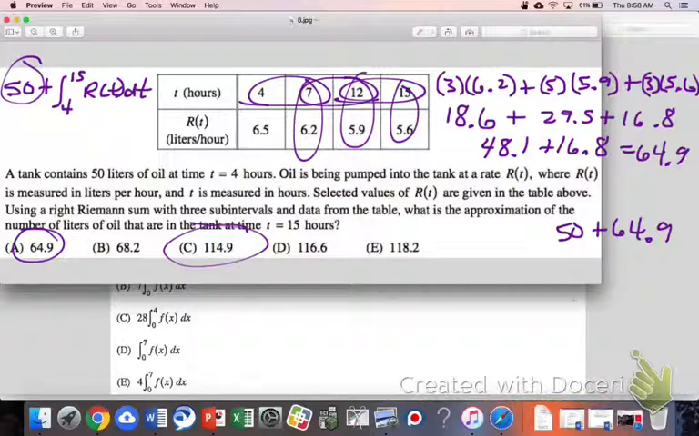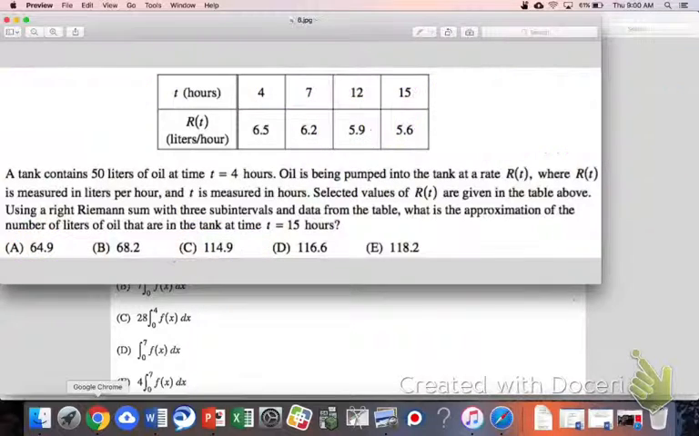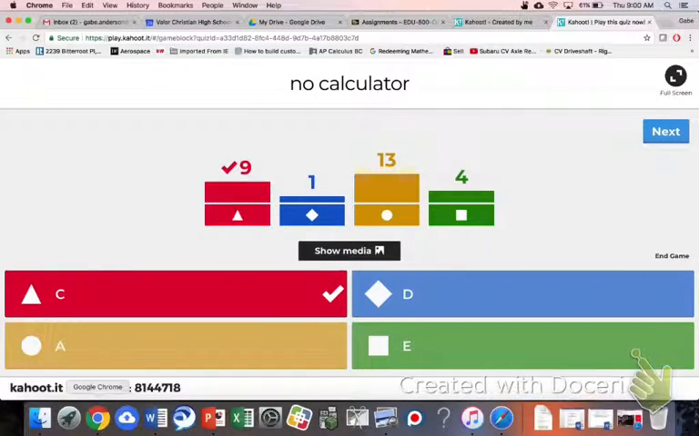Does that make sense? I'm kind of curious, so was it A's and C's? Yep, it was A's and C's. Okay, so for those of you that answered yellow, I guess you just forgot the 50.